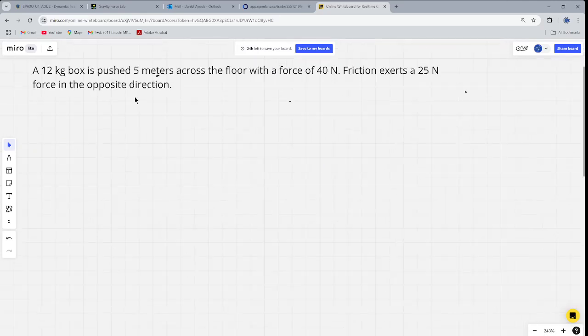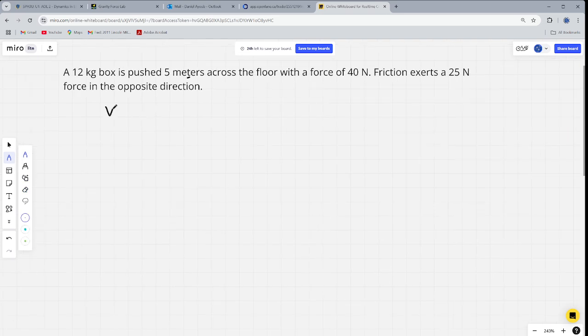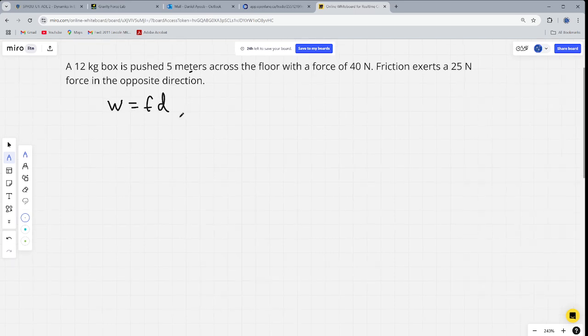Alright everyone, today we're going to be looking at work. So this is going to be the first lesson of Unit 2 and these questions will come back, but let's take a look. So we know our formula is defined as work is equal to force times displacement, right?